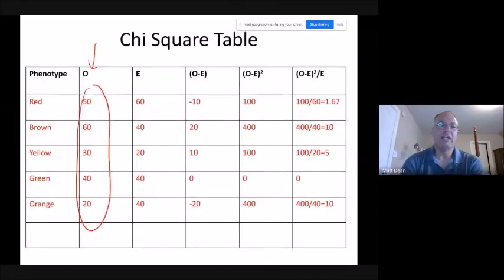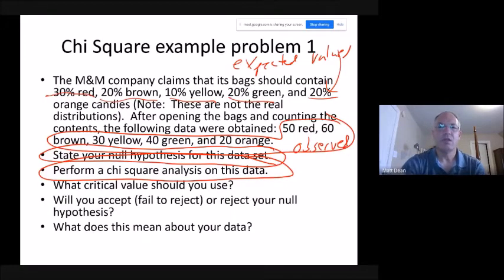All right, then we needed to calculate our expected values. To do that, the first thing we need to do is figure out how many M&Ms we have in our bag. So we're going to add up this column. So 50 plus 60 is 110, plus 30 more is 140, plus 40 is 180, plus 20 is 200. So 200 total M&Ms. And then our problem gave us these expected percentages.